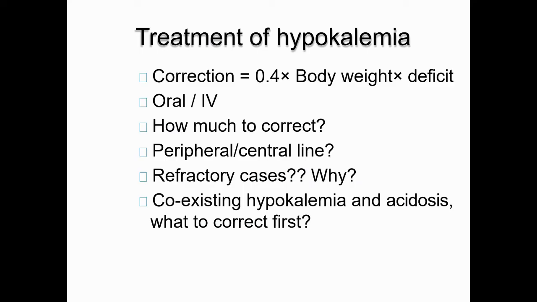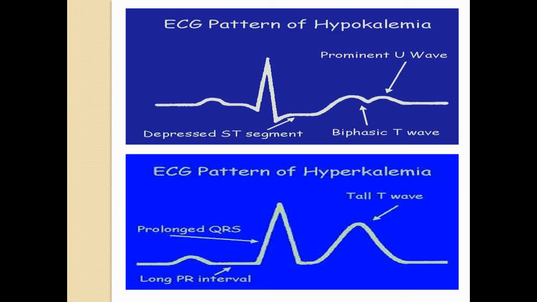That's why potassium levels play a vital role in the ECG. If the ECG gets disturbed, it denotes that our heart is not functioning well, and the person may go for cardiac arrest. That's why potassium levels play a vital role in heart function. I will repeat: this is the ECG pattern.